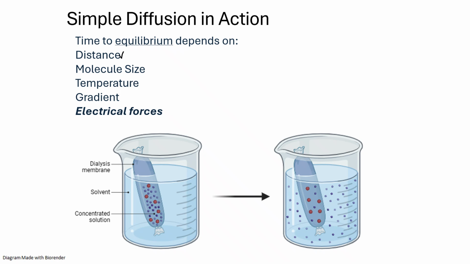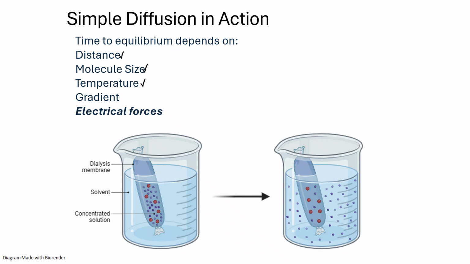This time frame depends on the size of a molecule too. Smaller molecules move a lot faster than big ones. This time frame also depends on temperature. And as we know from the example of heating our glass of water with the ink droplet, increasing temperature decreases the time to equilibrium. We get there faster.